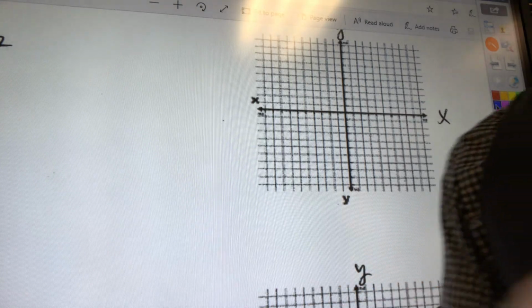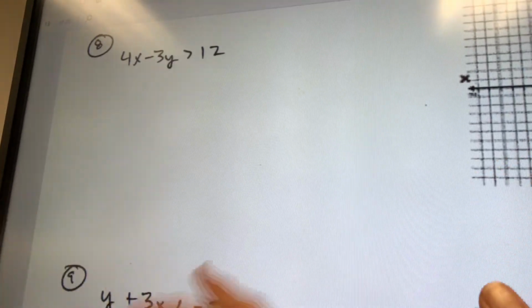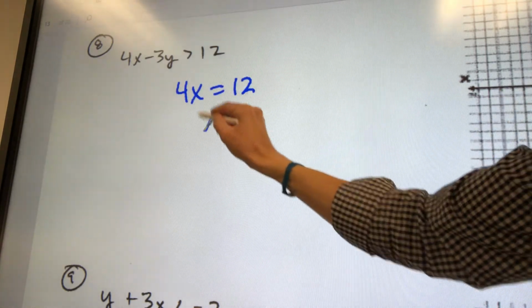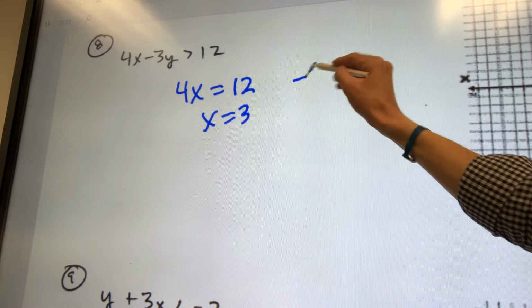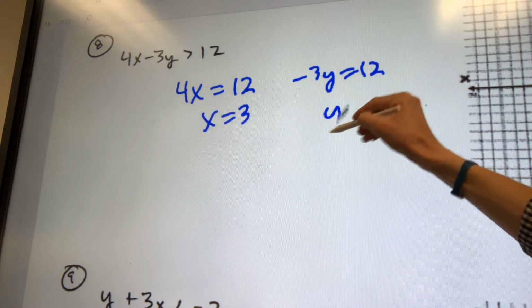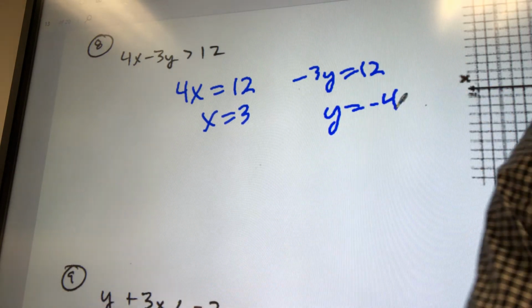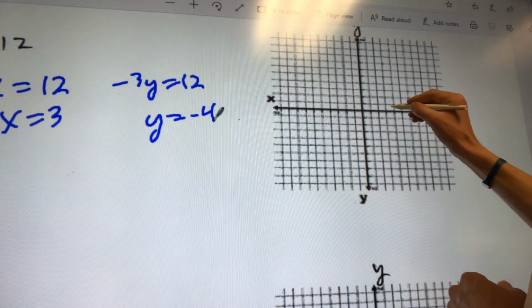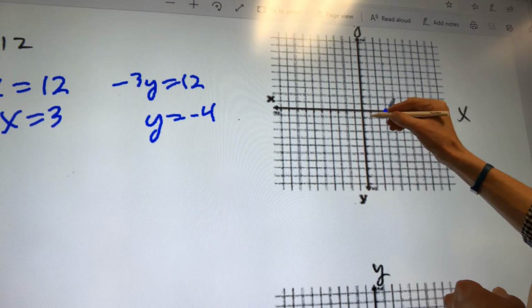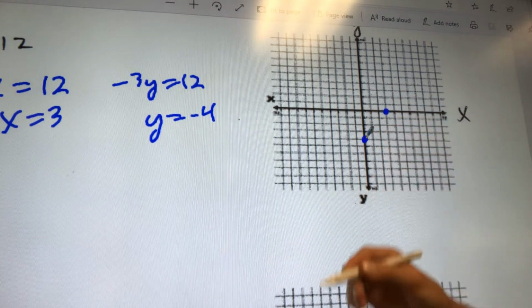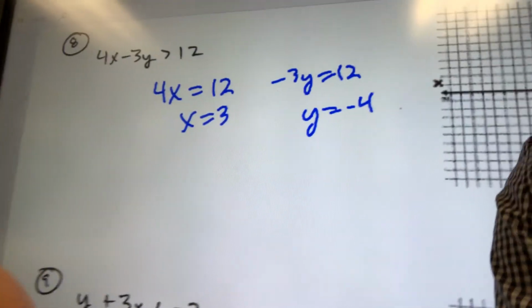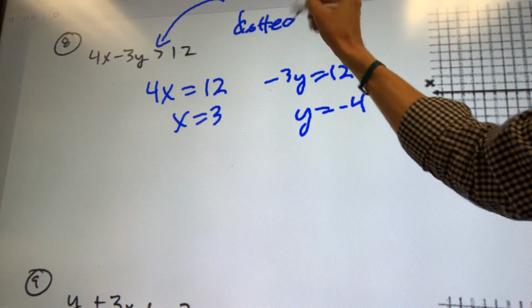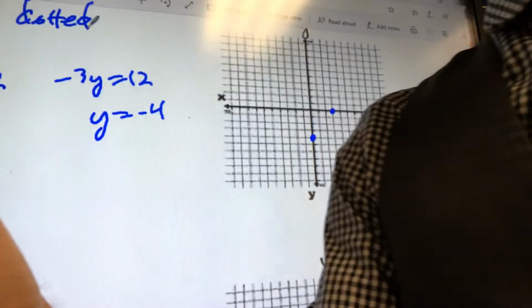All right, so this is written in pretty much standard form. I know we got a greater than, but think of it as standard form. So 4x is equal to 12. Cover that method. Your x-intercept's 3. Negative 3y is equal to 12. Y is a negative 4. Your y-intercept is negative 4. All right, so x is 3. Your x-intercept, 1, 2, 3, down 4, 1, 2, 3, 4. Greater than means a dotted line.